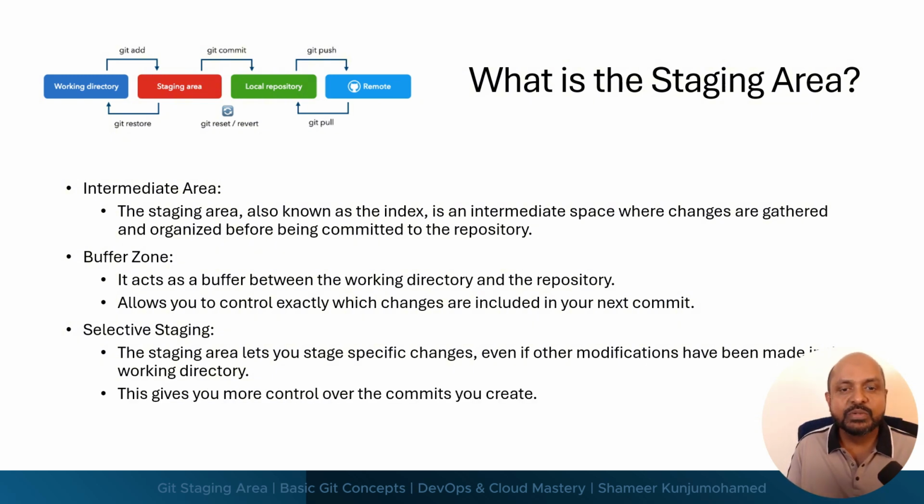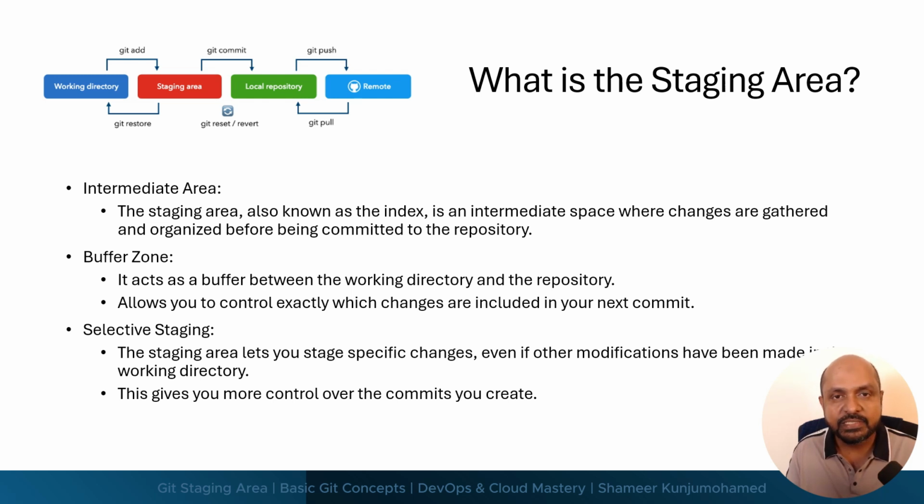You can decide to include only certain parts of your work in a commit while leaving others for later consideration. This selective staging capability provides a significant advantage. It allows for precise, clean commits that are easy to understand and manage. Each commit can then be tailored to include only related changes, making the project's history more coherent and easier to navigate.